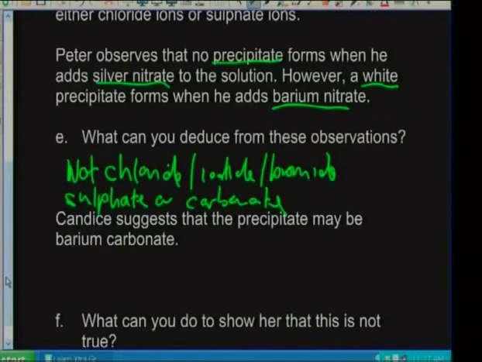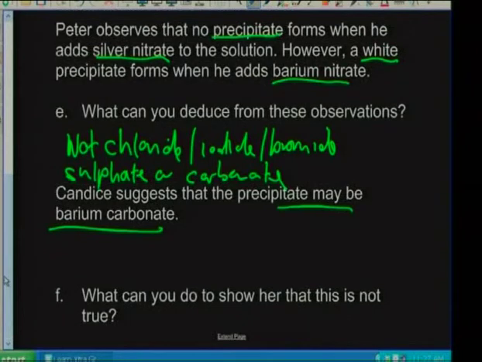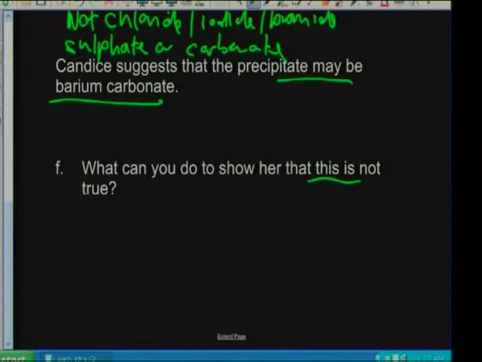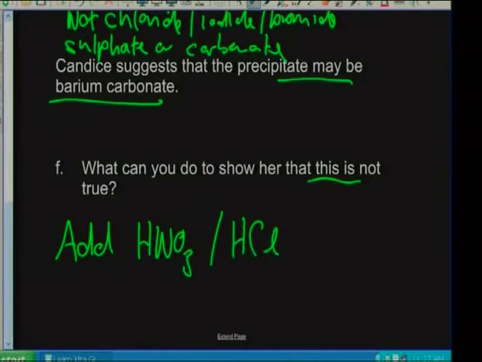And that's exactly what Candace suggests, that the precipitate may be barium carbonate. What can you do to show her that it is not true, that it is in fact a sulfate? Well, we simply add some acid, we add some nitric acid, or we add some hydrochloric acid, and the precipitate will remain.